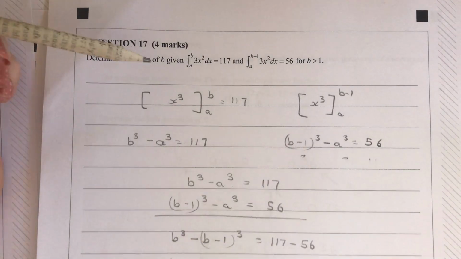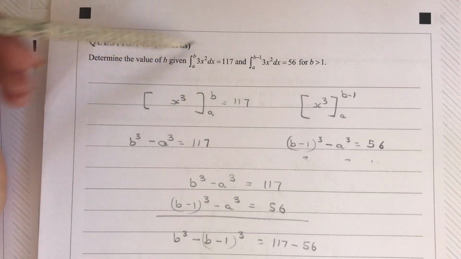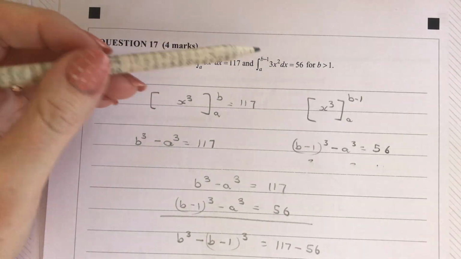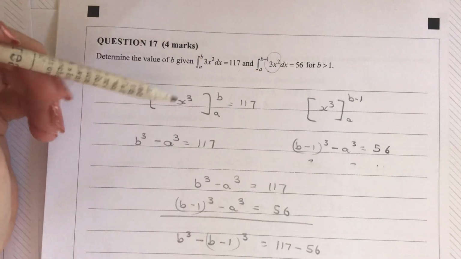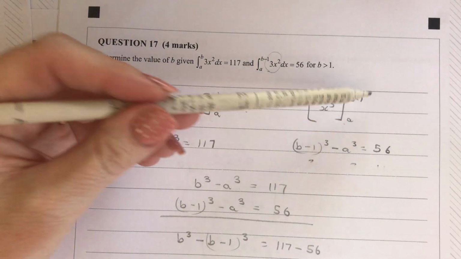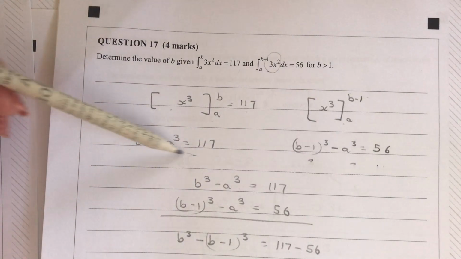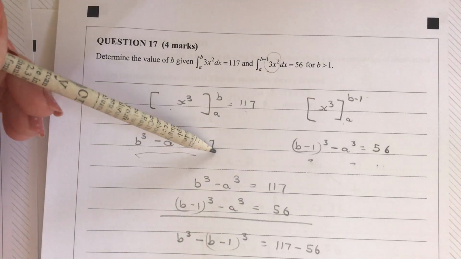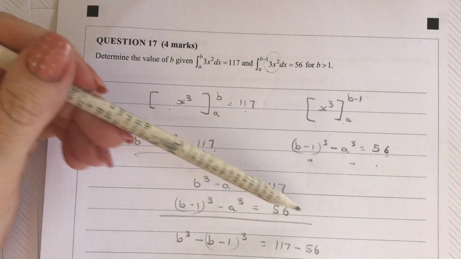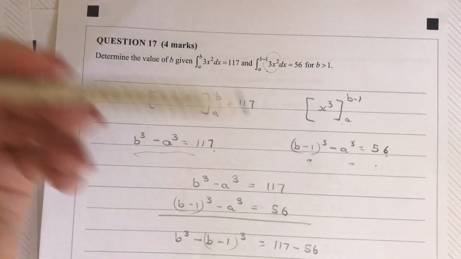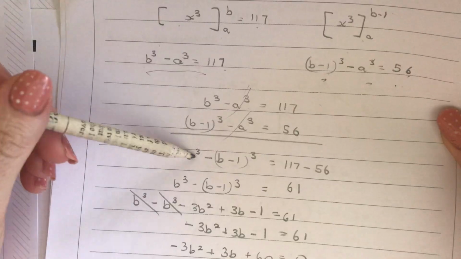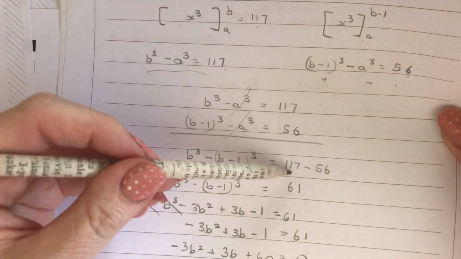Question 17, determining the value of b when we're given these two pieces of information. So obviously we're going to solve simultaneously. We've got the function 3x squared, so the integral of that is x cubed. Between a and b it's 117, and between a and b minus 1 it's 56, so I've subbed that in. So b cubed minus a cubed is 117, b minus 1 cubed minus a cubed is 56. I lined them up to do an elimination, so I could cancel out the a cubed. That left me with b cubed minus b minus 1 cubed is equal to 117 minus 56.